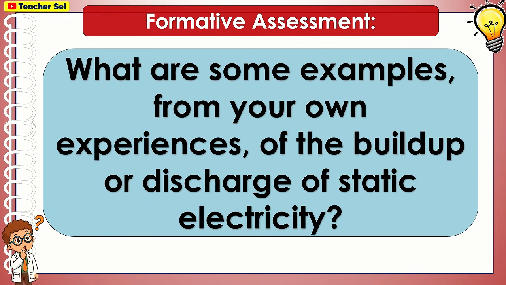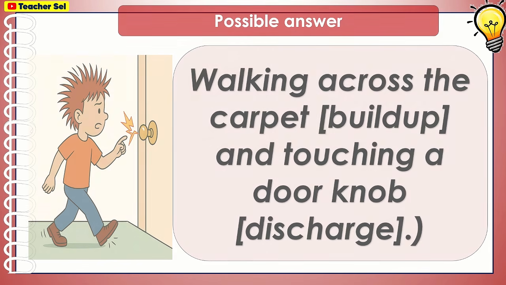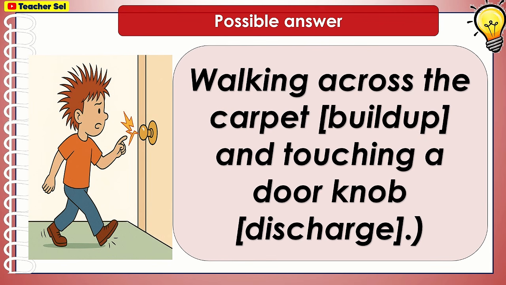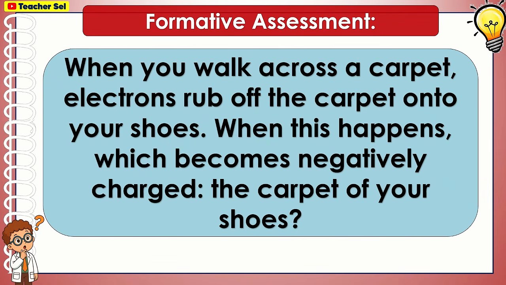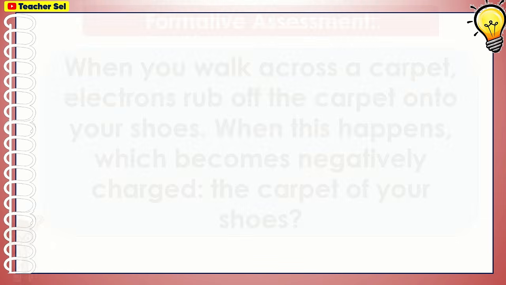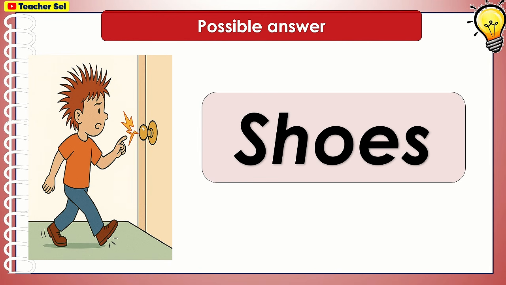What are some examples from your own experiences of the buildup and discharge of static electricity? Walking across the carpet, buildup, and touching a doorknob, discharge. When you walk across a carpet, electrons rub off the carpet onto your shoes. When this happens, which becomes negatively charged? The carpet or your shoes? Shoes.